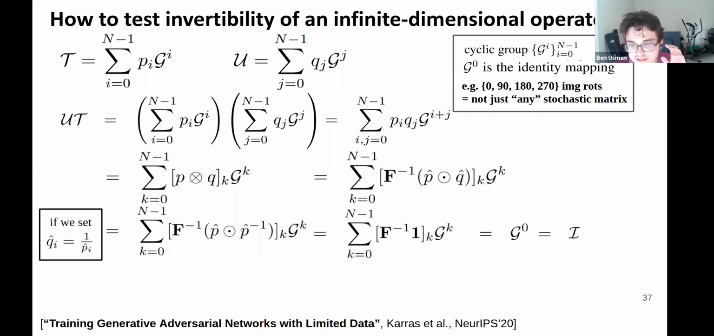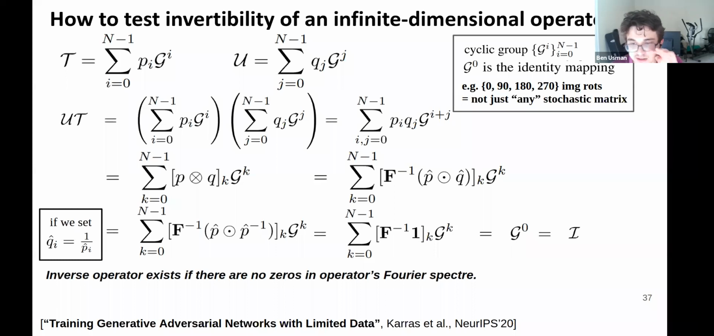Sorry, it can be expressed as the inverse Fourier of element-wise products of Fourier spectra. So if we set Q's to have the Fourier spectrum equal 1 over the Fourier spectrum of P, we get the identity transformation as we wanted. However, it is only possible if the spectrum of P has no zeros, which leads us to the conclusion that the inverse of a random operator T over the group of rotations G with probabilities P exists only if the spectrum of this probability vector has no zeros.